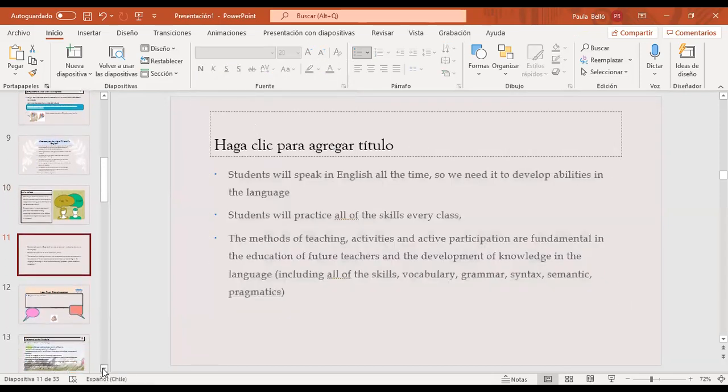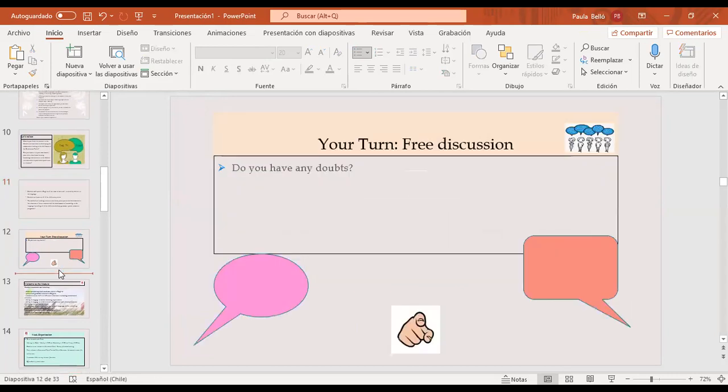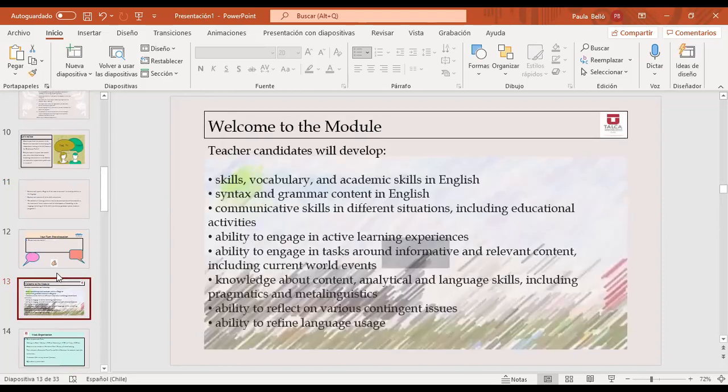have. Okay. So, free discussion. Any doubts that you might have? Not yet, okay. Do you agree with our discussion so far? What kind of teachers are we educating? Okay, so every time we will have minutes to discuss and express our ideas.